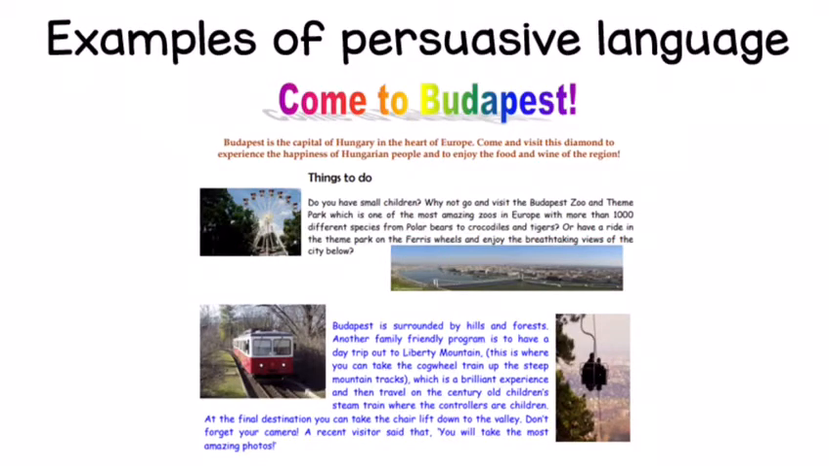Another family-friendly programme is to have a day trip out to Liberty Mountain. This is where you can take the cogwheel train up the steep mountain tracks, which is a brilliant experience. And then travel on the century-old children's steam train, where the controllers are children. At the final destination, you can take the chairlift down to the valley. Don't forget your camera. A recent visitor said that you will take the most amazing photos. So that's an example of a persuasive advert.